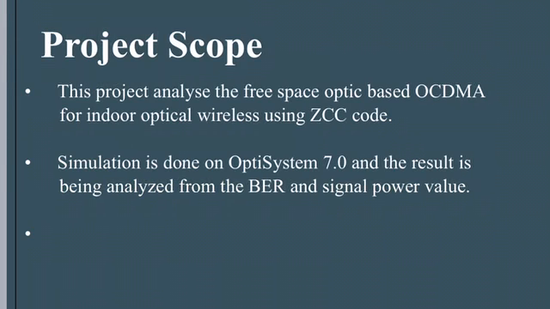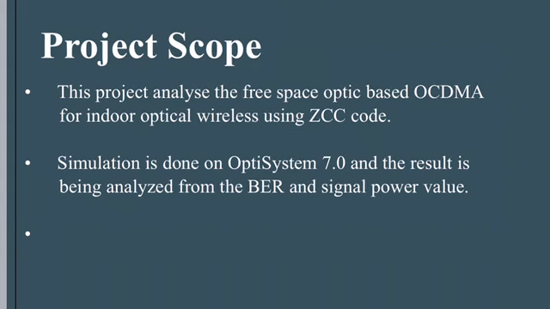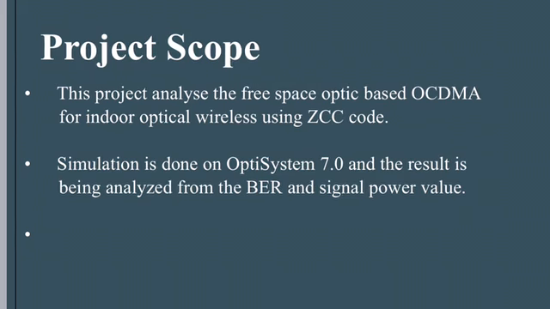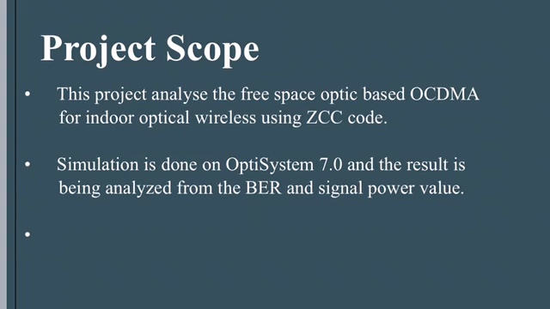The project scope of this mini project is to analyze the free space optic based OCDMA for indoor optical wireless using ZCC code. The simulation is done on OptiSystem 7.0 and the result is analyzed from the bit error rate and signal power value.